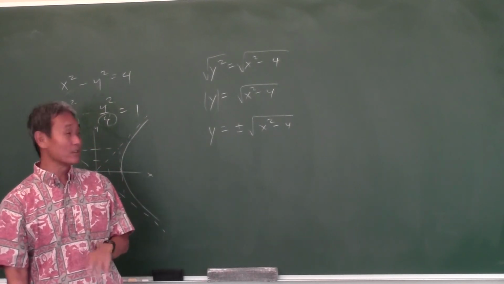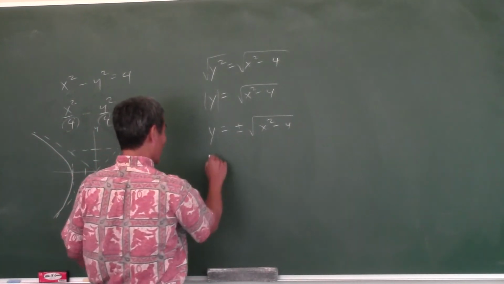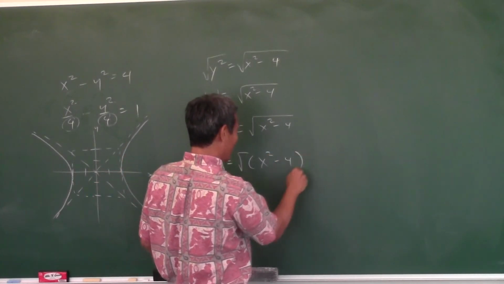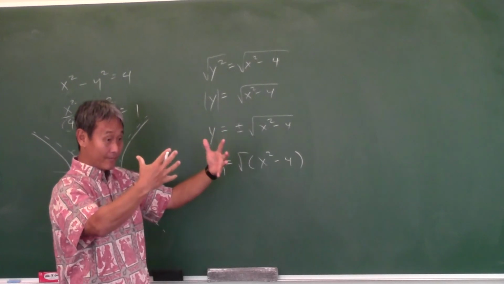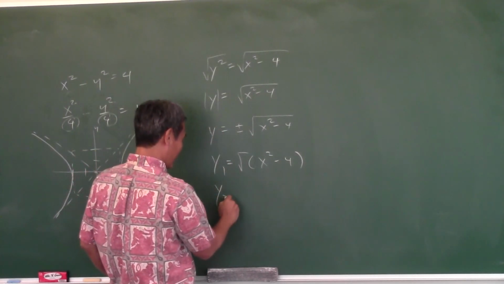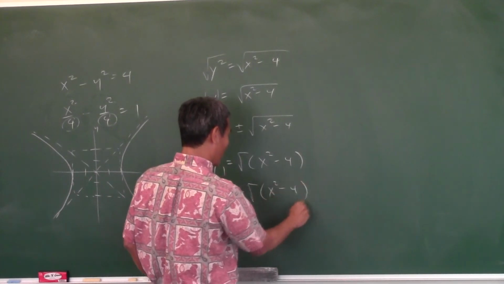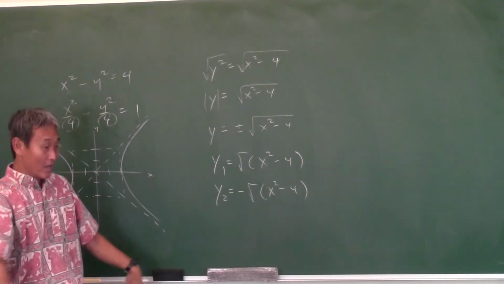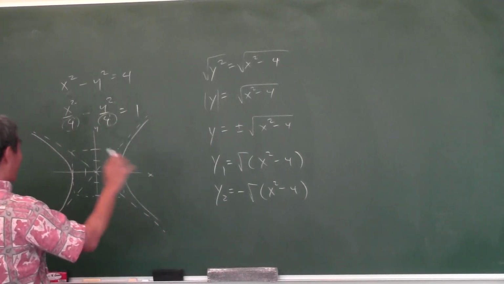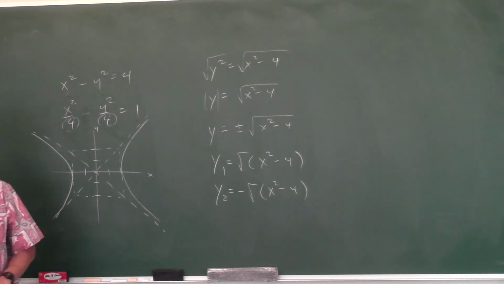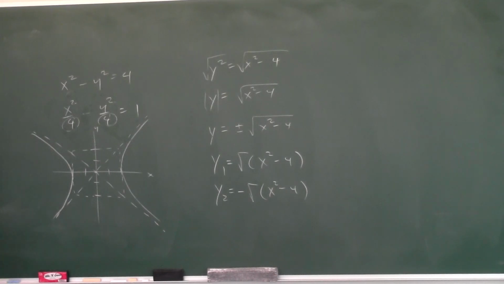So when you graph this on your calculator, you have to graph it separately. Y1 is equal to the square root of x squared minus 4. This will graph the upper half of the graph. And then Y2 is negative square root of x squared minus 4, and this will graph the lower half. You put them together, you get the whole thing. Okay, try to graph that. Zoom standard, whatever.